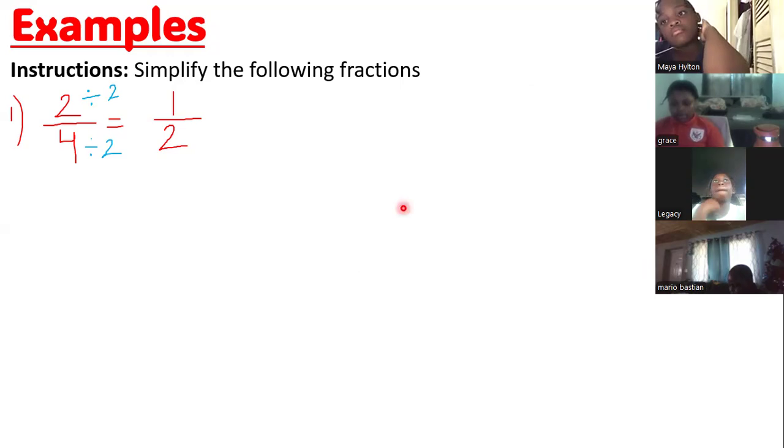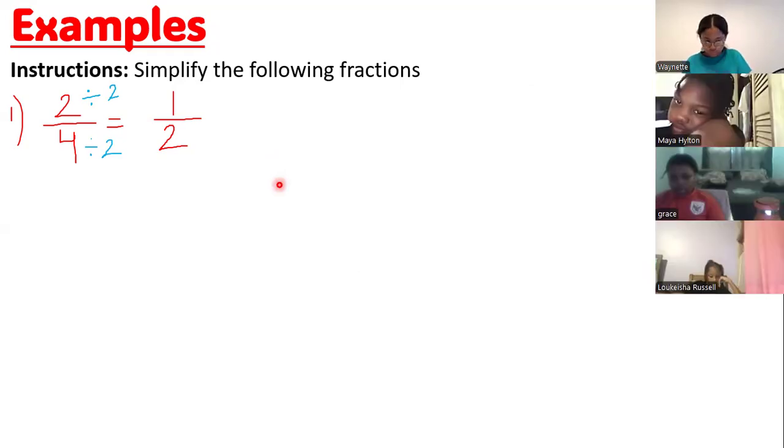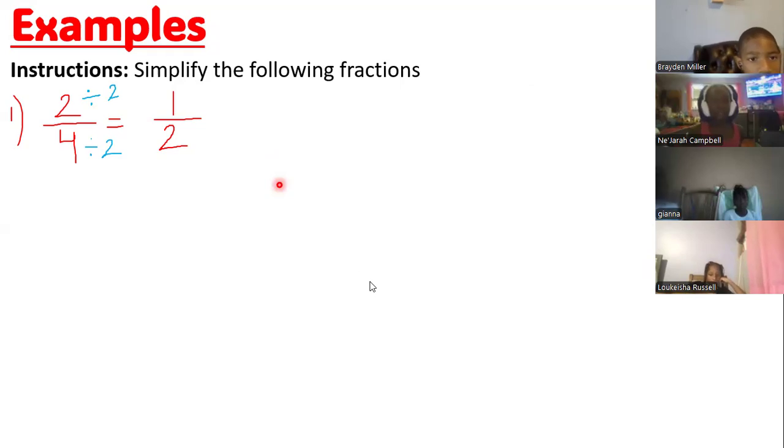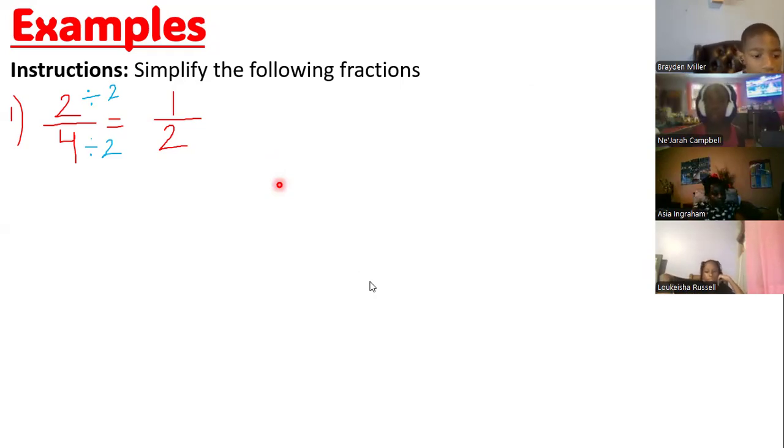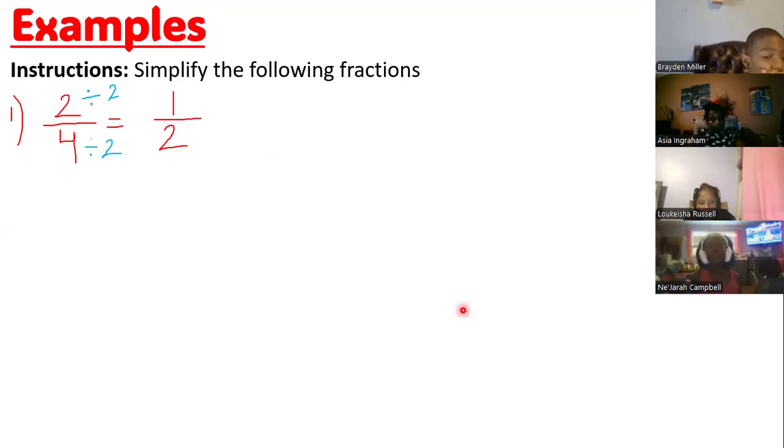If the numerator is 1, then you can't go lower. All right, how many persons understand this? Let me know if you understand this so far. Braden Miller, do you understand how I got 1 over 2? Yes, sir. Okay, let's do another one.